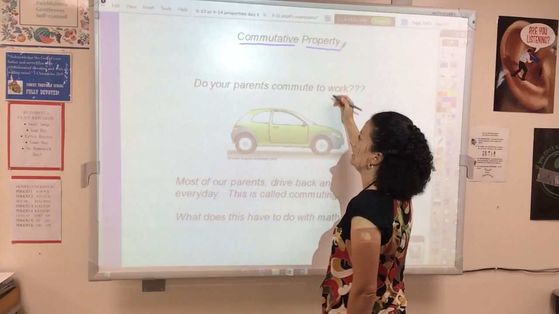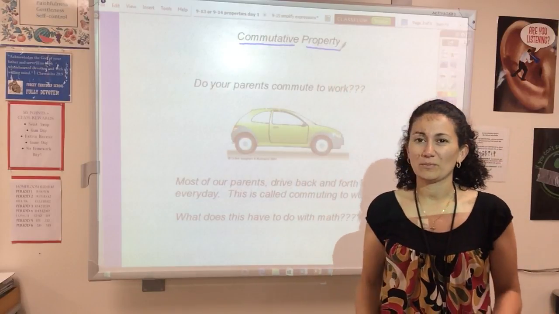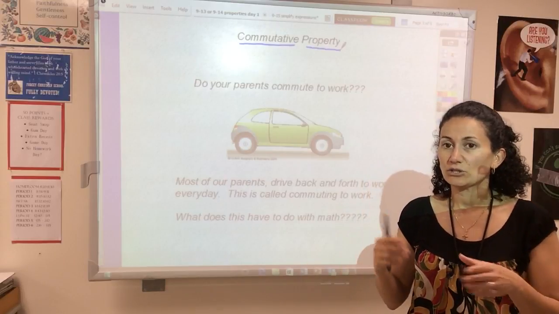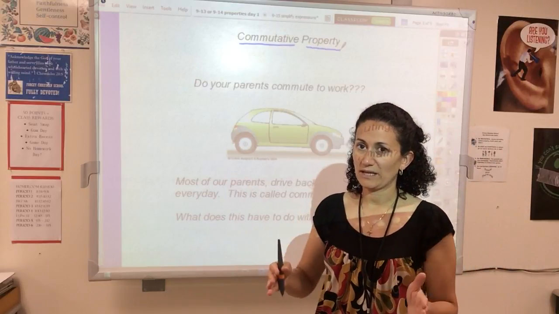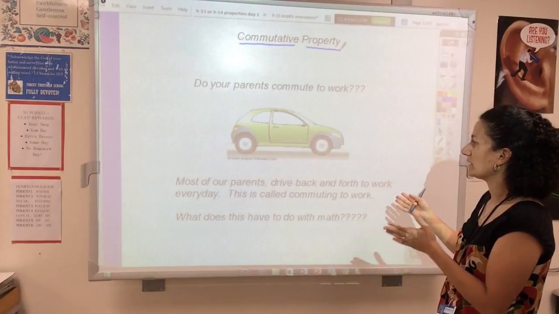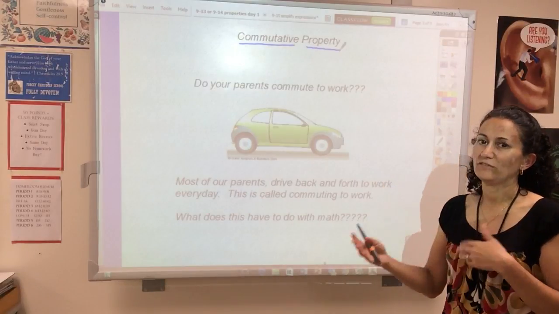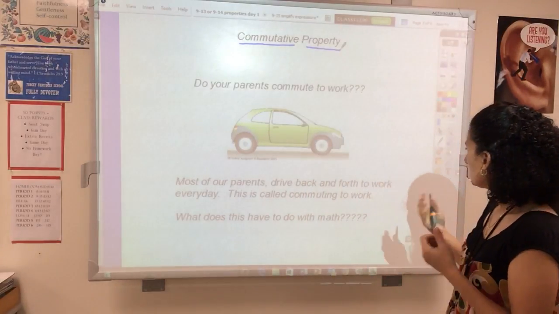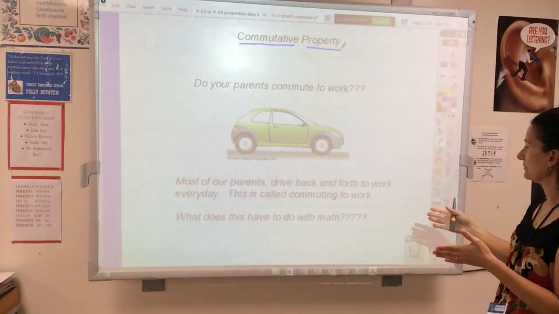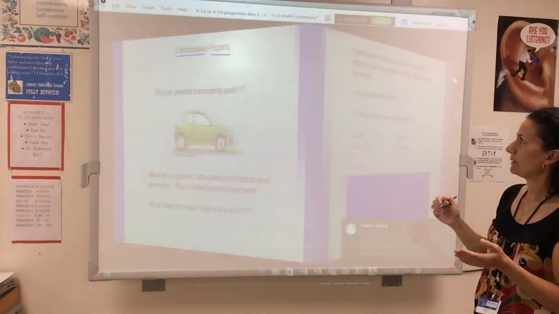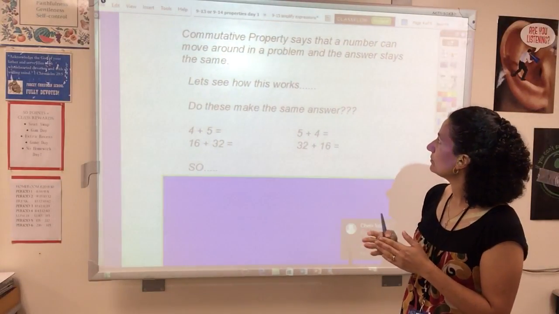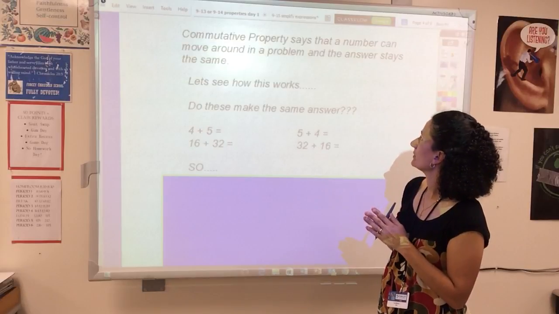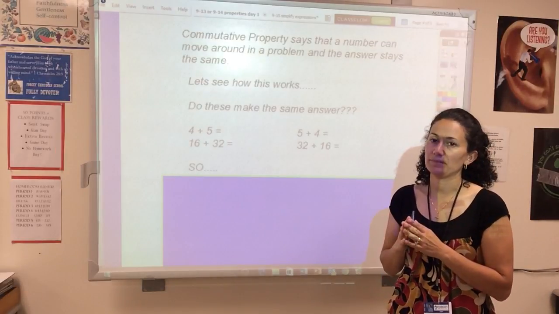Commutative property. One easy way to remember the commutative property is remembering the word commute. Commute means to move around, to move from place to place. Like your parents probably commute to work. That means they drive back and forth, or they ride the train or the bus. Commuting means moving around. What does this have to do with math? It's an easy way to remember the property. The commutative property says that a number can move around in a problem and the answer stays the same.